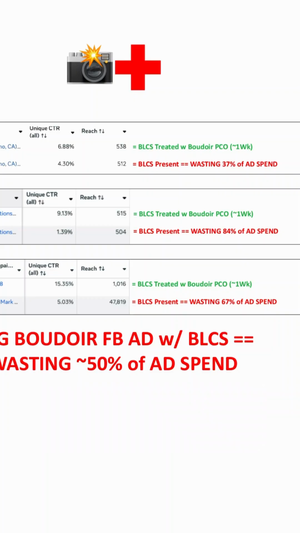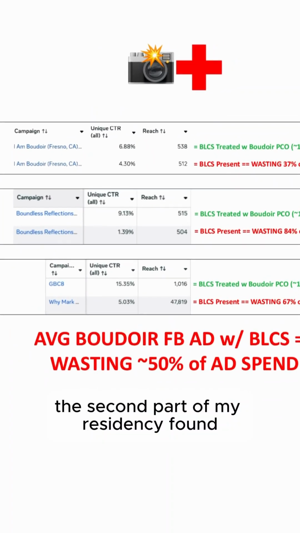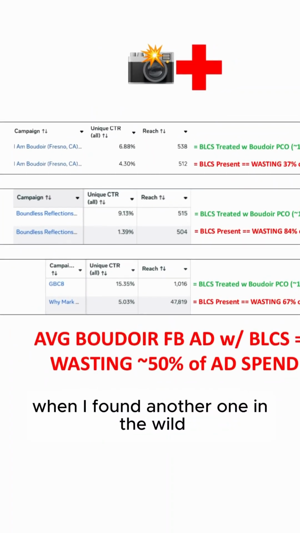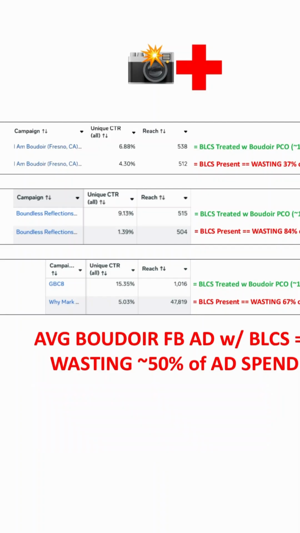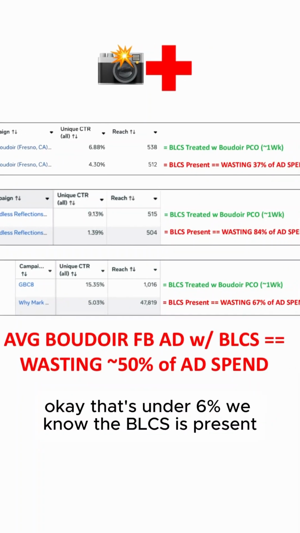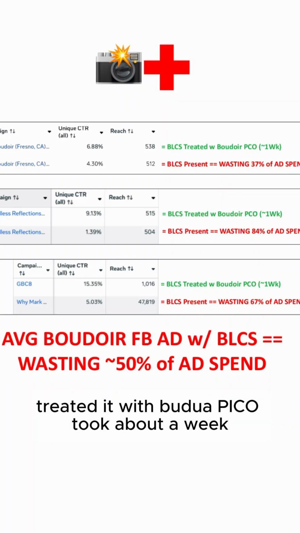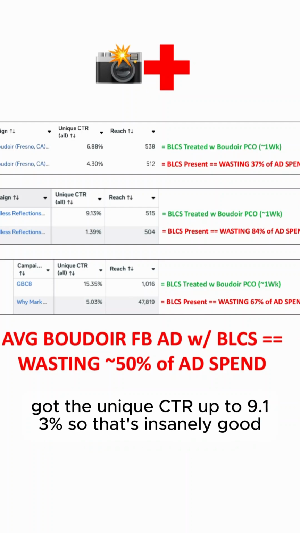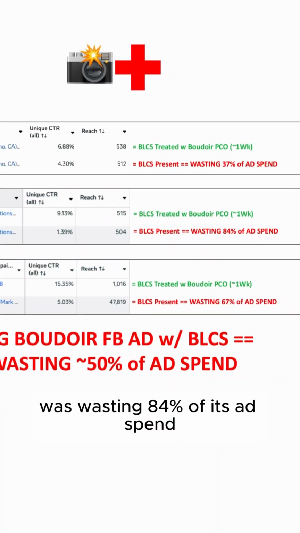Now, the second part of my residency, I found another Boudoir Facebook ad in the wild, brought it back to the hospital. Unique CTR all, 1.39%. Okay, that's under 6%. We know that BLCS is present. Duplicated it, treated it with Boudoir Pico, took about a week, got the unique CTR all up to 9.13%. So that's insanely good. We found out the original was wasting 84% of its ad spend.